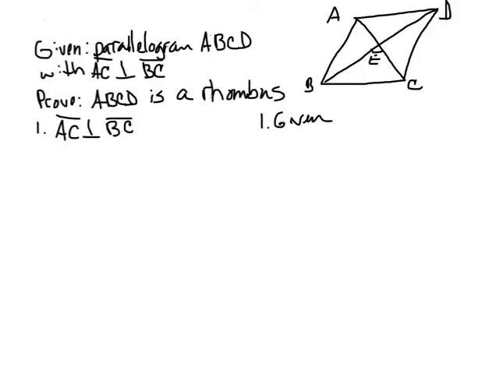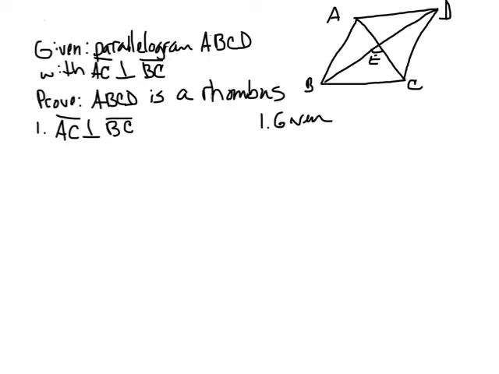For this next proof, we are going to be given that ABCD is a parallelogram. And we're given the fact that the diagonals are perpendicular, AC is perpendicular to BD. And I've got to change that. That says C, that needs to say D. And what I want to prove is that ABCD is a rhombus.